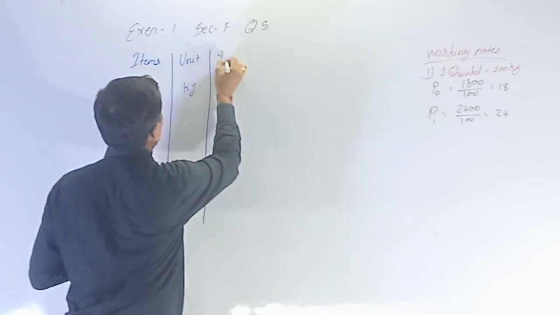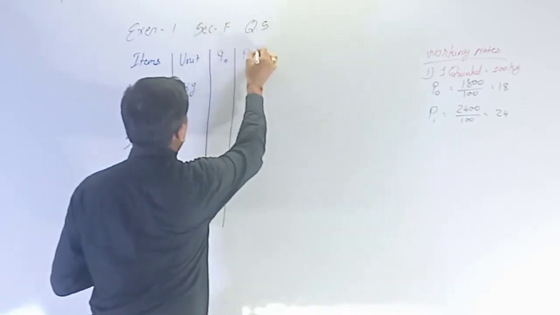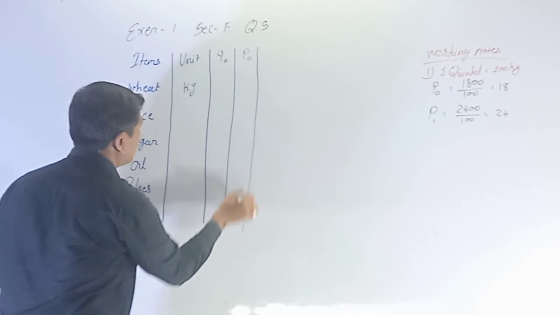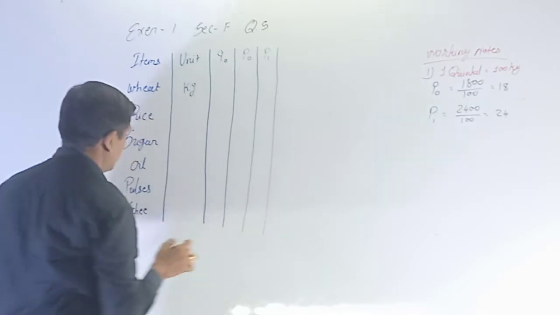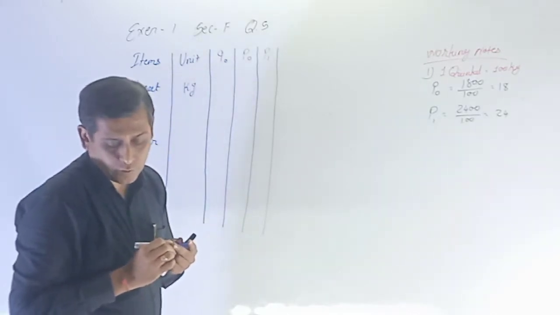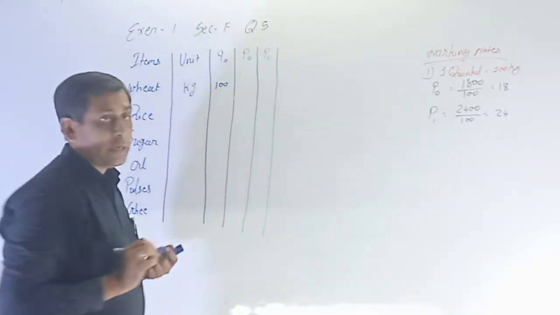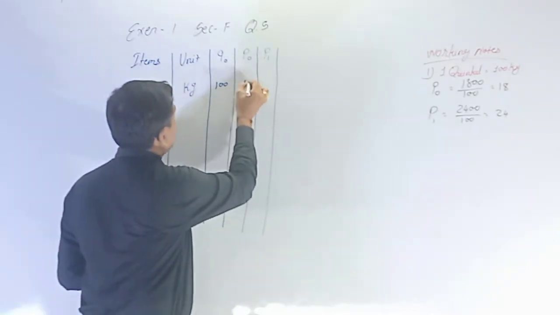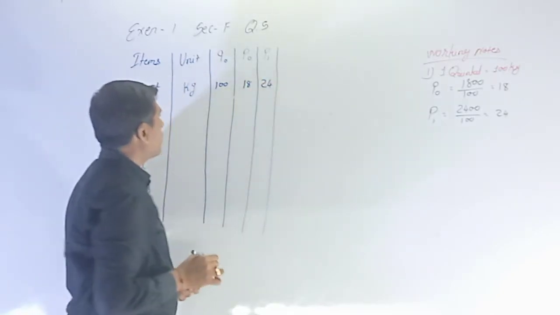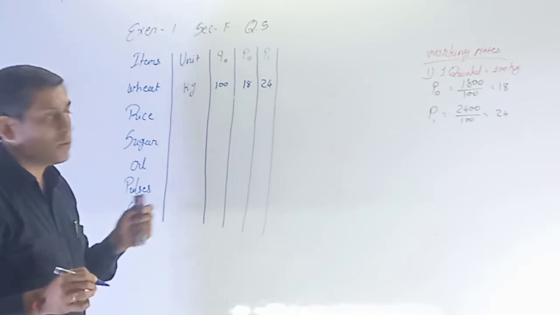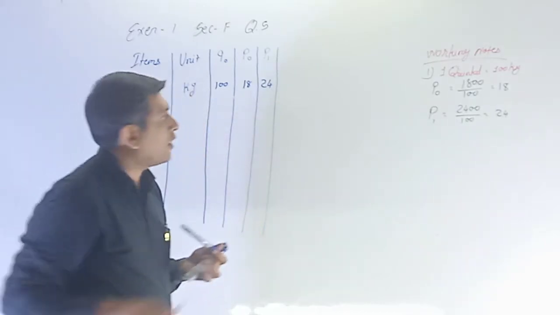Now Q0, that is the quantity of the base year, then P0, that is the price of the base year, then P1, that is the price of the current year. So here 100 is the quantity, P0 we found is 18, P1 is 24. Okay, so wheat is over. Now here we have to write the working note for the next item.